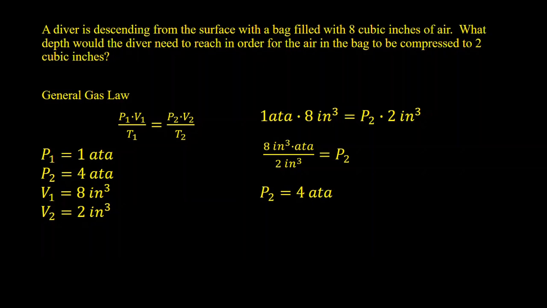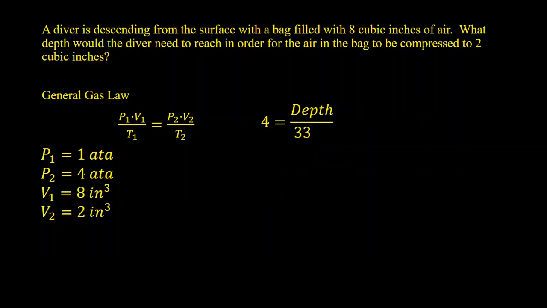So we know how to find depth already. We're going to have the pressure at depth, which is 4, equals depth over 33 feet plus 1 atmosphere. I need to move that atmosphere on the right-hand side to the other side first before I can get rid of this denominator and everything. So we're just using some basic algebra here. I'm going to subtract 1 from each side, which will give me 3 atmospheres equals depth over 33 feet.